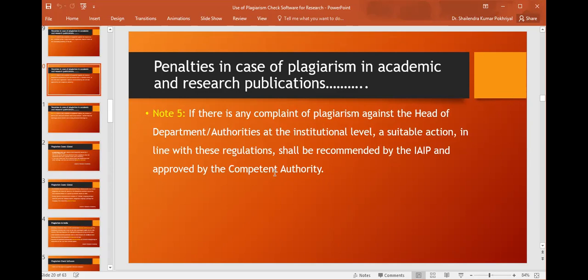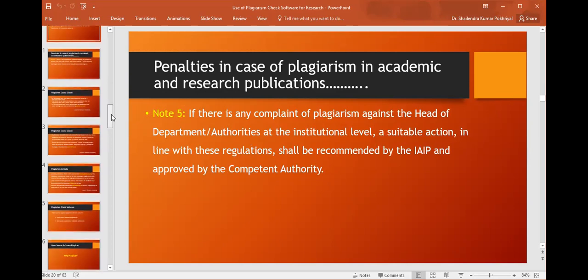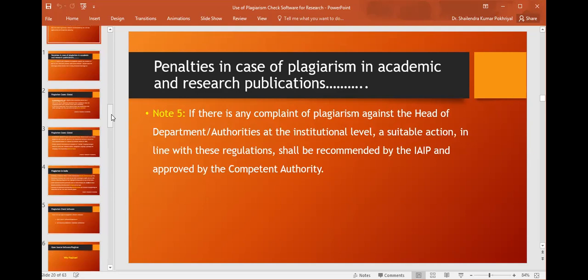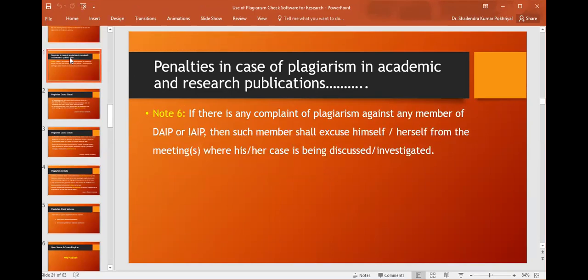If there is any complaint of plagiarism against the head of a department or authority at the institutional level, a suitable action in line with these regulations shall be recommended by the IIT and by the complaint authority. Yes, the authority will take a call on the plagiarism issue committed by the head of department.